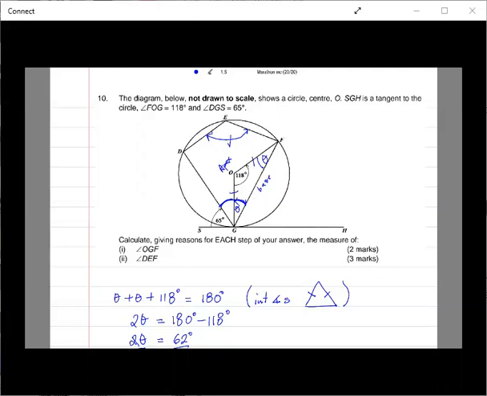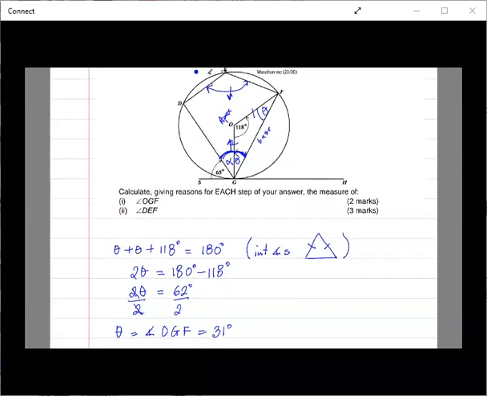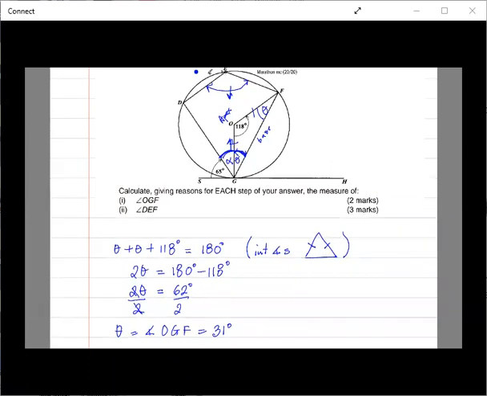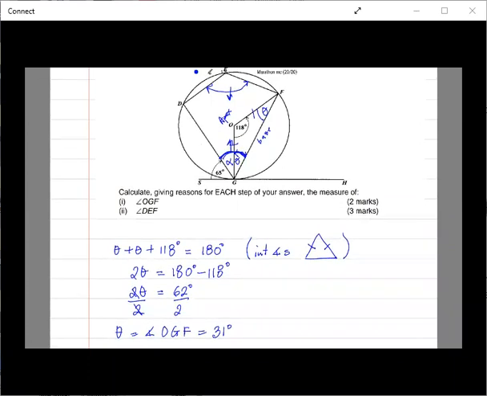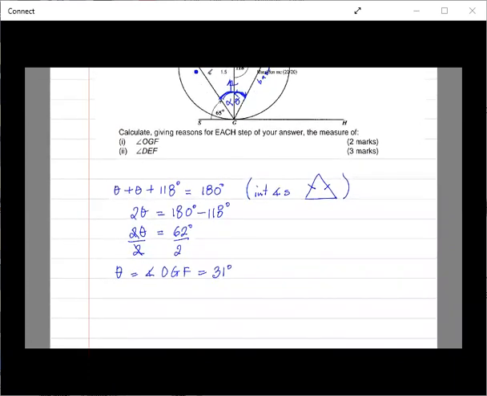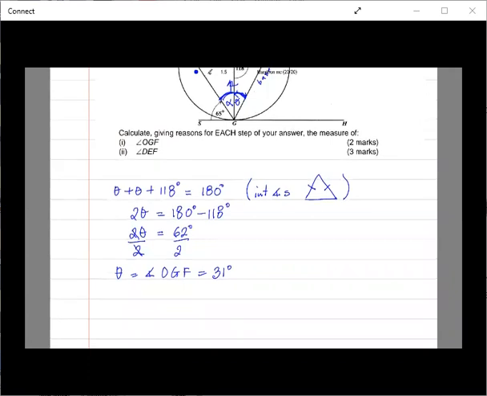So this angle here and this angle here, this entire angle here, those two angles would add up to 180. The only thing is that I don't know this piece of that angle. I'm going to call it alpha. Now here's where OG is a radius at the point of contact. SGH is a tangent. G is where the tangent touches the circle. G is called the point of contact. And OG would be a radius at the point of contact. And the radius at the point of contact is at right angles to the tangent. That means that this angle here is 90 degrees.